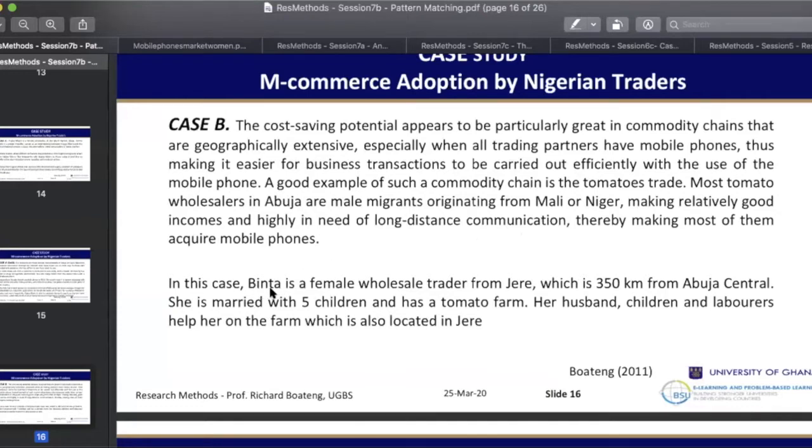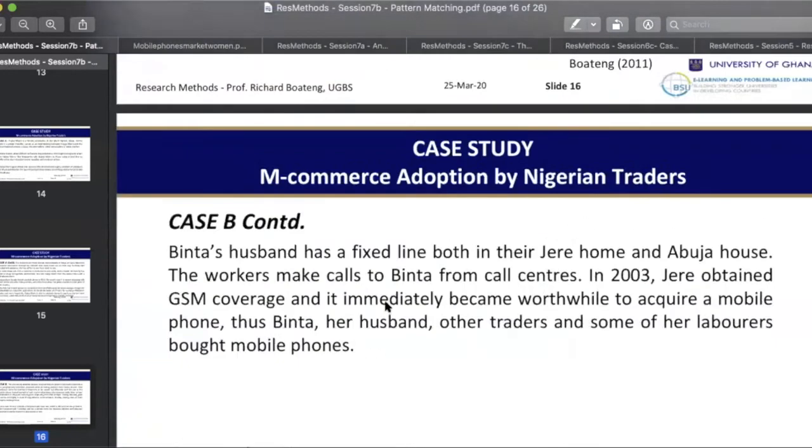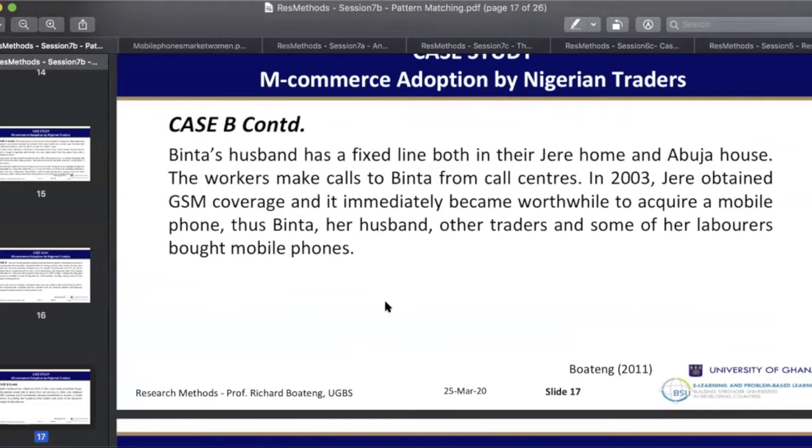In this case, Binta is a female wholesale trader from Jere, which is 350 kilometers from Abuja Central. She is married with 5 children and has a tomato farm. Her husband, children, and laborers help her on the farm, which is also located in Jere. Binta's husband has a fixed line both in the Jere home and the Abuja house. Workers made calls to Binta from call centers. In 2003, Jere obtained GSM coverage, and it immediately became worthwhile to acquire a mobile phone. So Binta, her husband, and other traders and some laborers bought mobile phones.